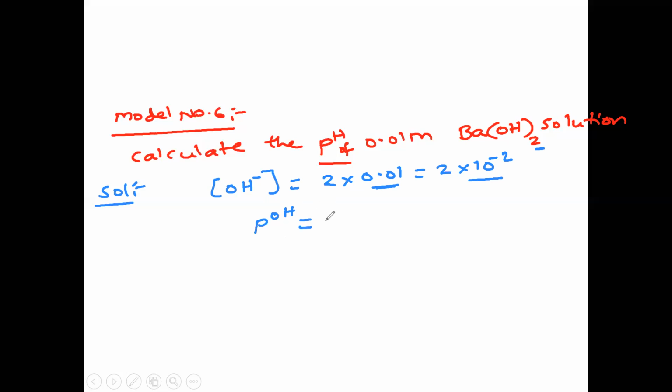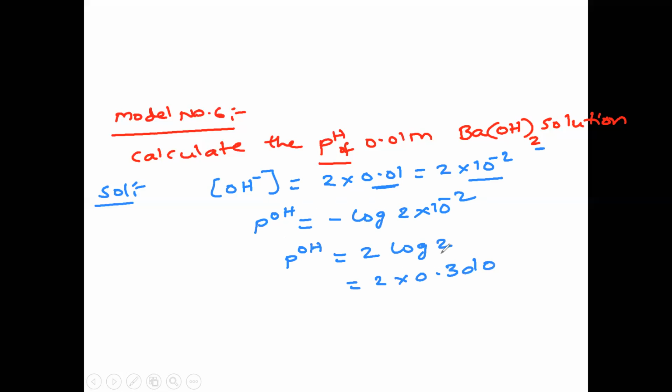By this, first we have to find pOH. pOH is equal to negative logarithm of 2 into 10 to the power of minus 2. And by this, we can say pOH is equal to 2 log 2. That is equal to 2 into 0.3010, because the log 2 value is 0.3010. Then pH is equal to 14 minus 2 into 0.3010. In this way, you have to calculate the answer.